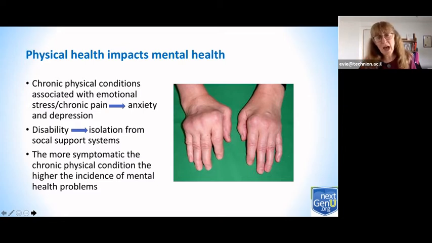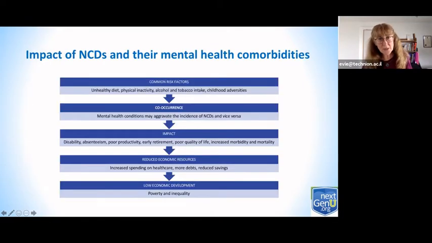And when people have got disability and they can't do things, particularly if somebody's hands are affected, they can become very isolated from social support systems. They may not be able to work. And in fact, the more symptomatic the chronic physical condition, the higher the incidence of mental health problems. And that can start a real cascade. So let's start at the top here with common risk factors.